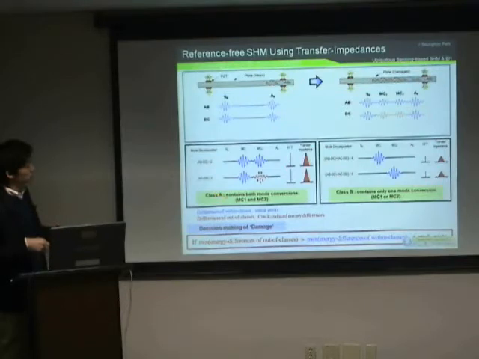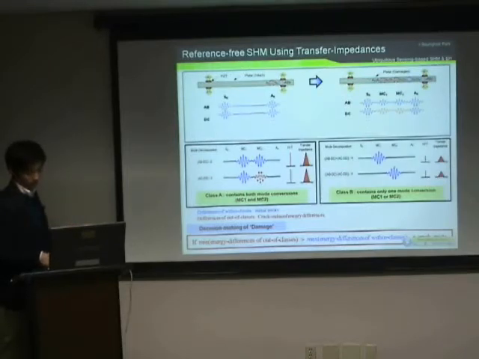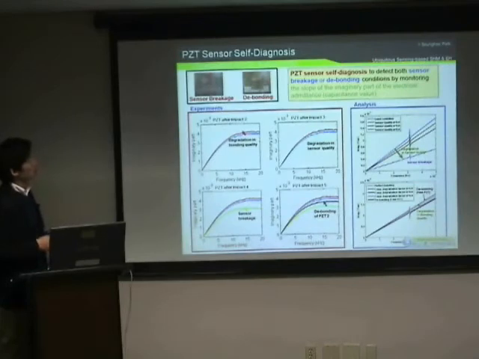Class A, which contains both mode conversions. The other one, Class B, which contains only one mode conversion. By using this simple criterion, we can detect structural damage without any prior information. So we call it reference-free SHM. Okay, this is another approach, which is sensor self-diagnosis.